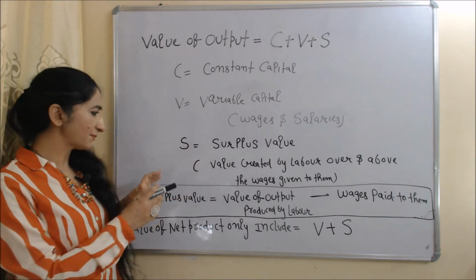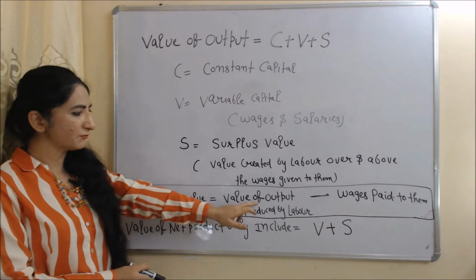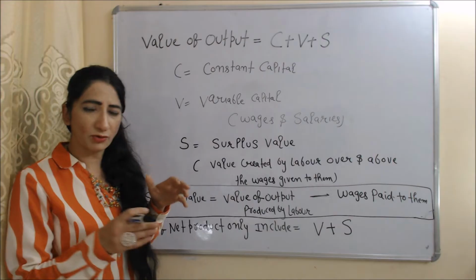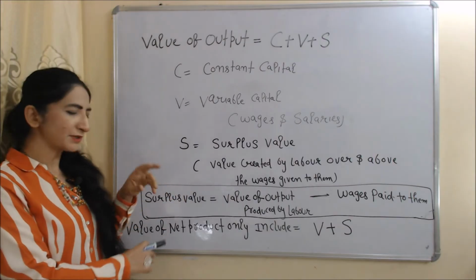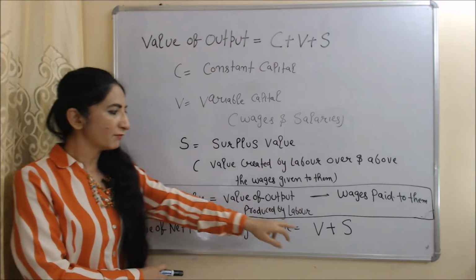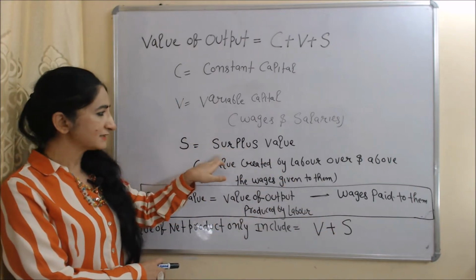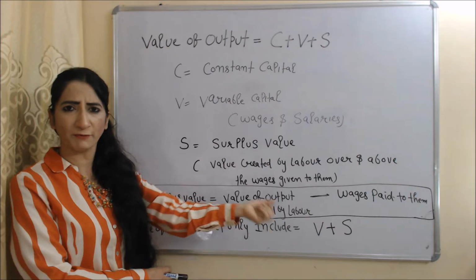Or we can say the surplus value is the difference between the value of output produced by labor and wages paid to them. And according to Marx, net product only includes two variables. One is V and the other is S. V is the wage share. S is surplus value, or we can say the profit share.